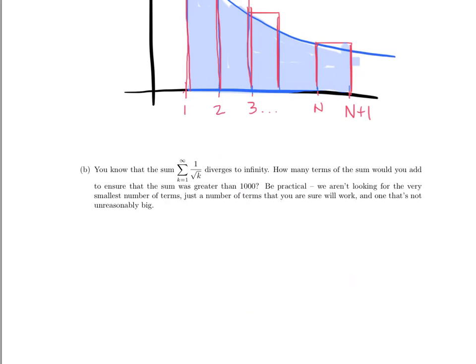It asks how many terms do we need to be sure that our sum is greater than 1,000, because we know it diverges to infinity. It just says be practical. We aren't looking for the very smallest number of terms, just a number that you're sure will work. And there are a bunch of different possible answers here, but one way to do it is to write out a bunch of terms and see how they behave.